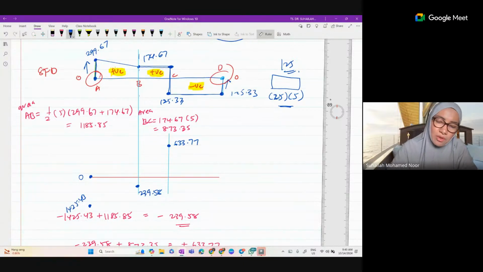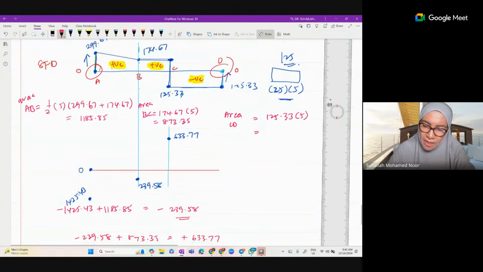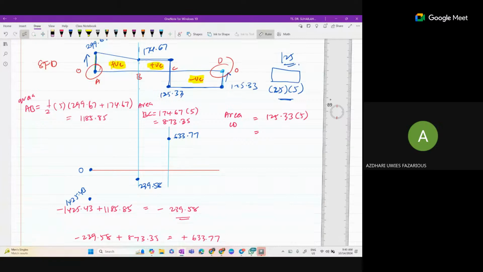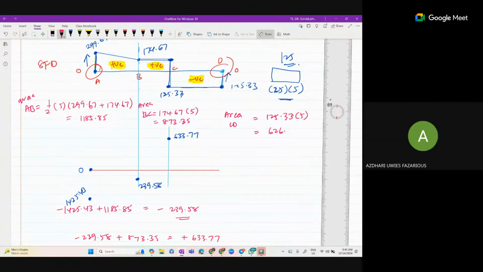We have CD. Check the area of CD. The area of CD is also a rectangle, 125.33 times 5. Check what the value is. What is the area of CD? 626.65.